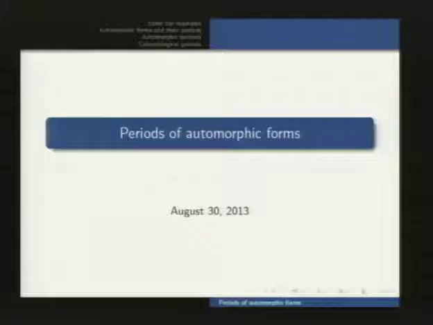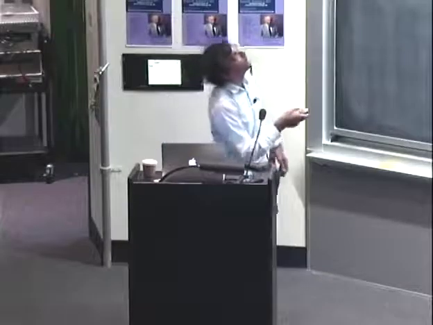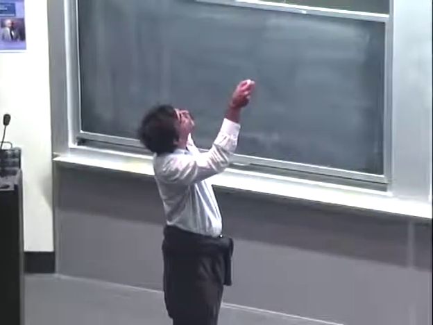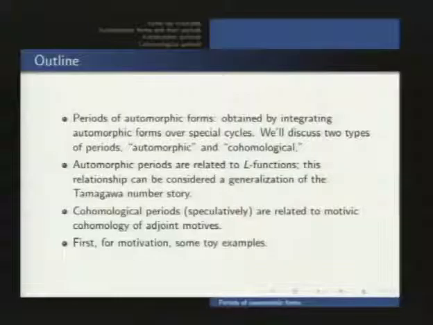So let me tell you first where I'm going. I'm going to give a crash introduction to automorphic forms, but later. But what are periods of automorphic forms? They're numbers you extract by integrating them over certain special cycles. So I'll say what that means. And in this talk, I'm going to distinguish two types of periods of interest. One are automorphic, one are cohomological. This is just my terminology, it's not a standard one.